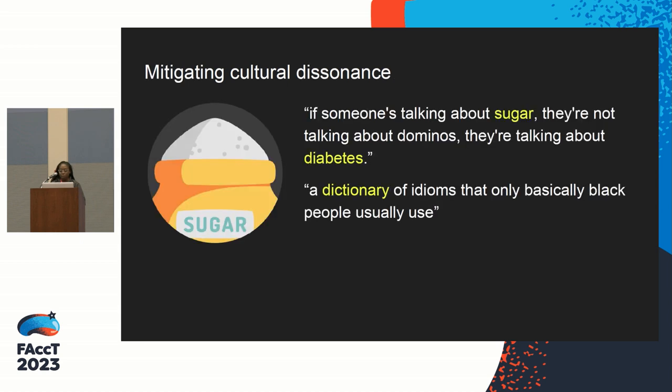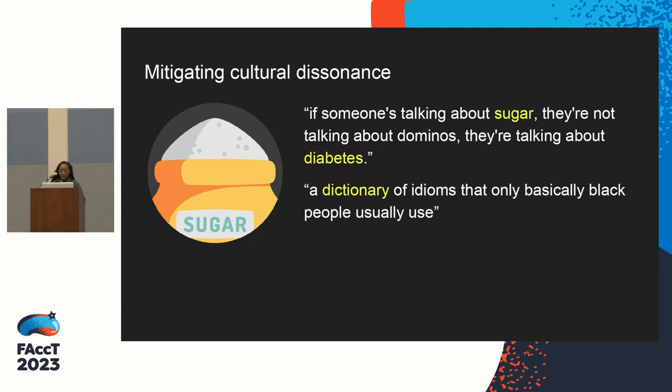In another example, participants didn't expect voice technologies to recognize that when someone is talking about, quote, sugar, that they're not talking about a specific brand, in this case, the Domino's brand of sugar, but instead are talking about diabetes, as Black people use the term colloquially to refer to diabetes. So rather than needing to change how they speak or rephrase their question, as with the Juneteenth example in the previous slide, participants expected voice assistants to be smart enough to mitigate cultural dissonance because it isn't fair to have to do this work themselves.